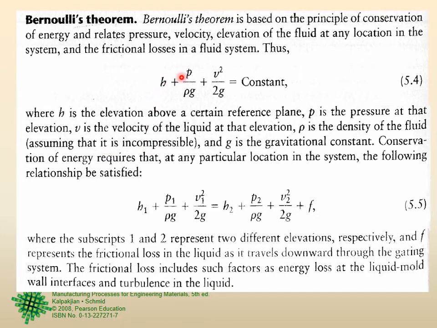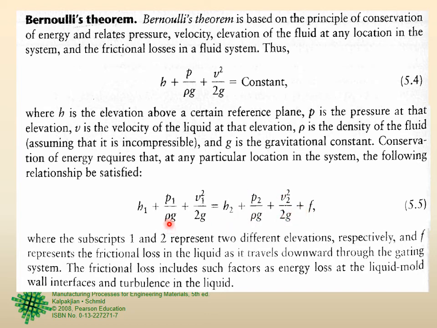So H1 plus P1 by rho 1 G1 plus V1 squared by 2G is equal to H2 plus P2 by rho 2 G2, right? So you just say 1, 1, 1 on one side, you say 2, 2, 2 on the other side, and they will be equal. So if there is a column of liquid or fluid and you are designating one position here, one height, and the other height here, then the sum of all these terms is equal, right? So therefore you can write H1 plus P1 by rho G plus V1 squared by 2G is equal to H2 plus P2 by rho G plus V2 squared by 2G plus F.